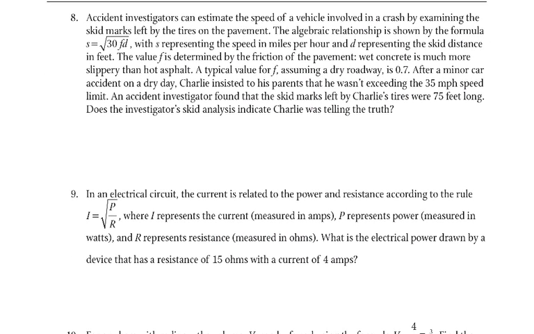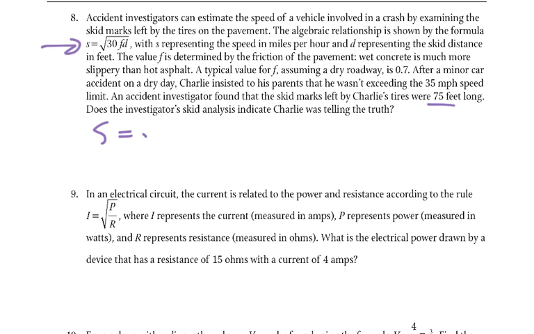Alright, number 8. Accident investigators can estimate the speed of a vehicle involved in a crash by examining the skid marks left by the tires on the pavement. The relationship shown by this formula is right here. With S representing the speed in miles per hour and D representing the skid distance in feet, the value F is determined by the friction of the pavement. Wet concrete is much more slippery than hot asphalt. A typical value for F, assuming a dry roadway, is 0.7. After a minor car accident on a dry day, Charlie insisted to his parents that he wasn't exceeding the 35-mile-per-hour speed limit. An accident investigator found that the skid marks left were 75 feet long.